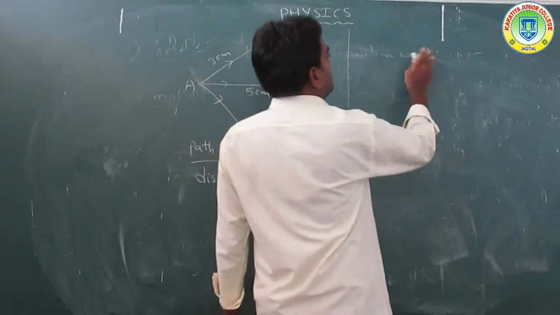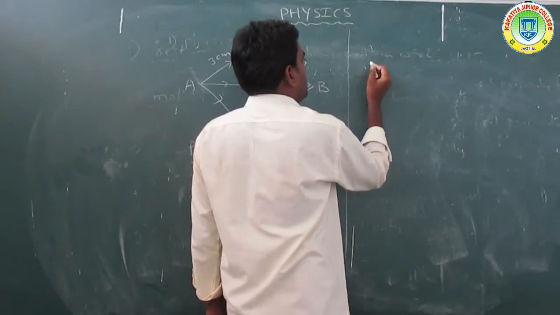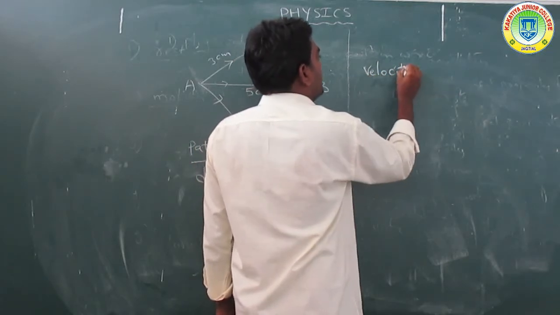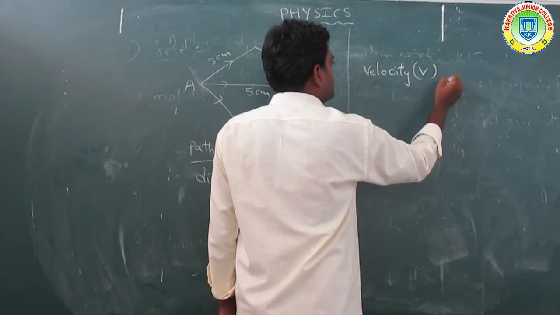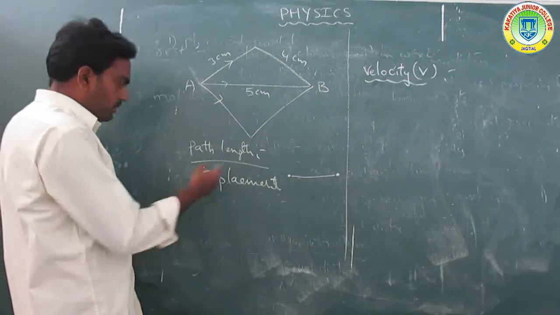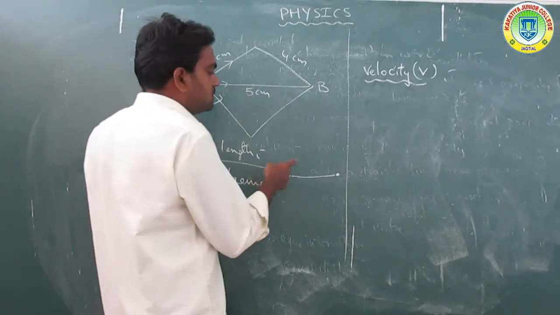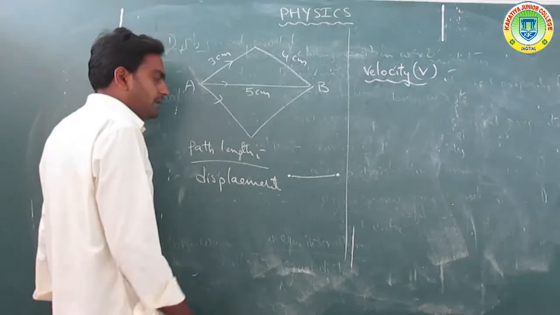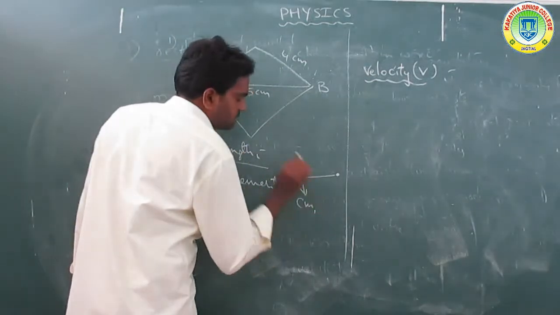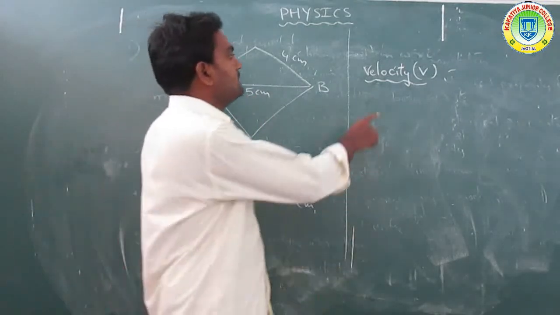Now let's study another topic, average velocity. So what is the velocity? It is denoted by v. One more observation here: the shortest distance between the 2 points is called displacement, and displacement is measured in centimeters or millimeters, etc. Clear that?